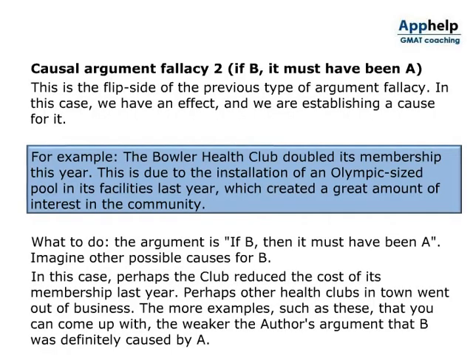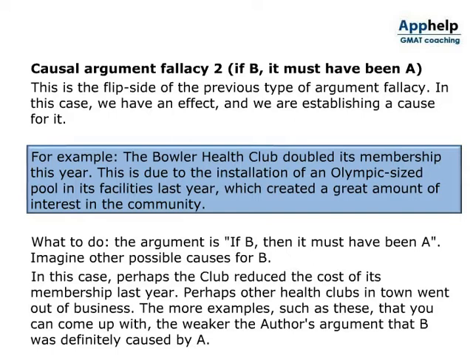Causal argument fallacy 2. If B, it must have been A. This is the flip side of the previous type of argument fallacy. In this case, we have an effect, and we are establishing a cause for it. For example, the Bowler Health Club doubled its membership this year. This is due to the installation of an Olympic-sized pool in its facilities last year, which created a great amount of interest in the community. What to do? The argument is, if B, then it must have been A.